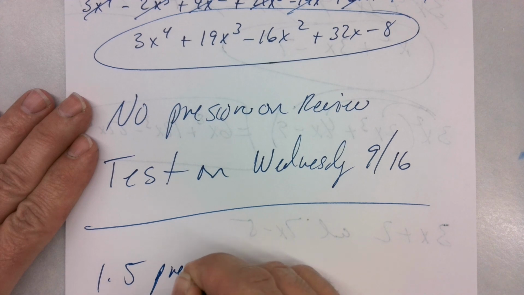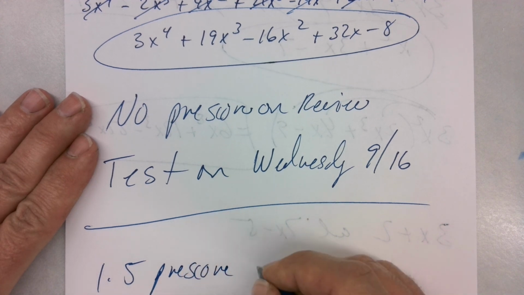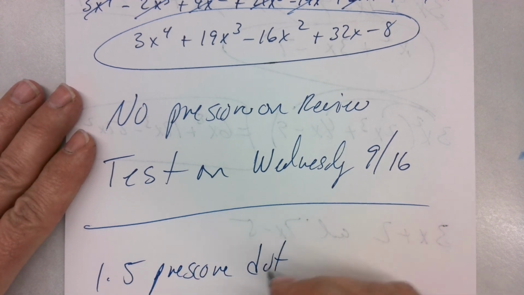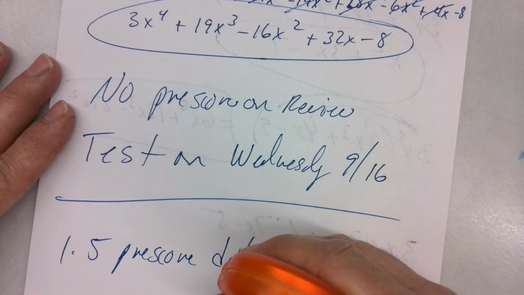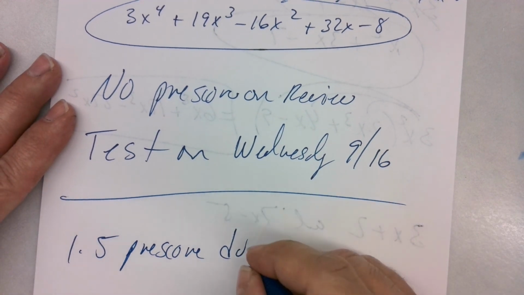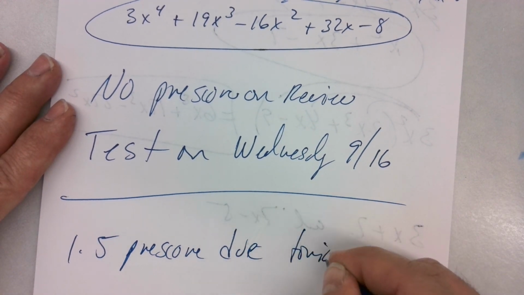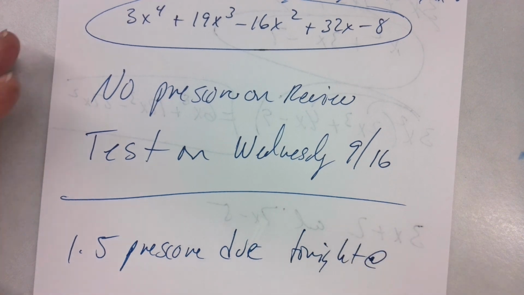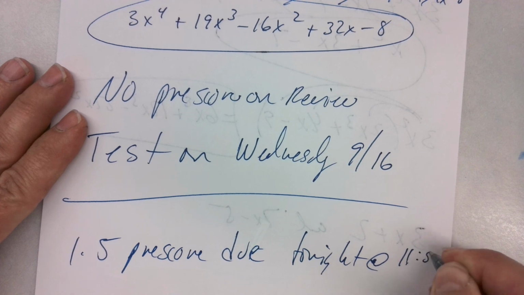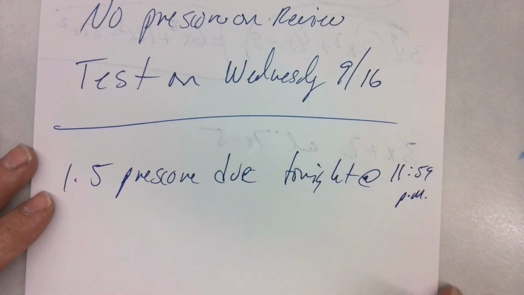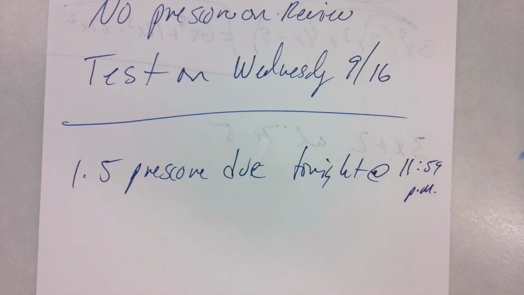The 1.5 pre-score is due tonight. And so is the post score, it's 1.4, right? Due tonight at 11:59. With it being A day, B days, you guys just need to keep track of where you're at. Okay?